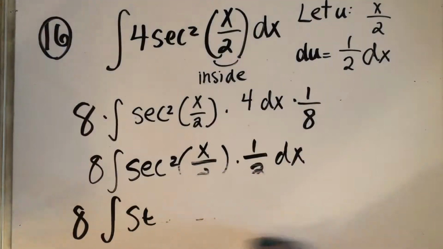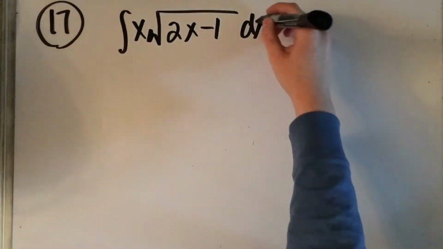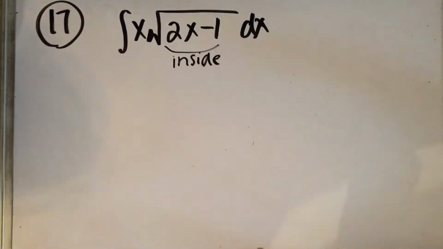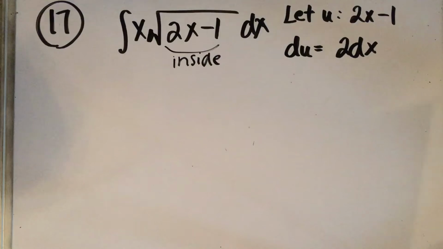Other times, the variable will be unneeded, not just a simple number like 4 you can manipulate, and this is where it may get tricky. Let's take, for example, number 17 and integrate x times the square root of 2x minus 1. We can easily identify that 2x minus 1 is our inside function and therefore our u, and our du is the derivative of that, or 2 dx. However, what about that x? We don't need it, so how do we get rid of it?